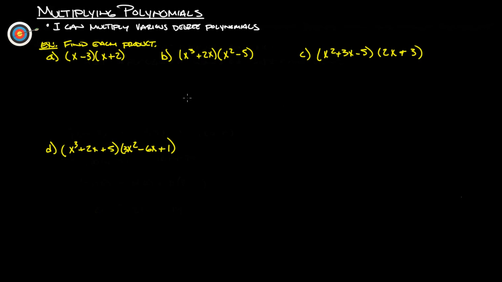I'm going to take you through the notes on multiplying polynomials. At the end of this, you should be able to say, I can multiply various degree polynomials. Okay, so we're simply going to go through and multiply these all together, and that'll be all that we're going to need. So first thing says, well, all of these say find each product.